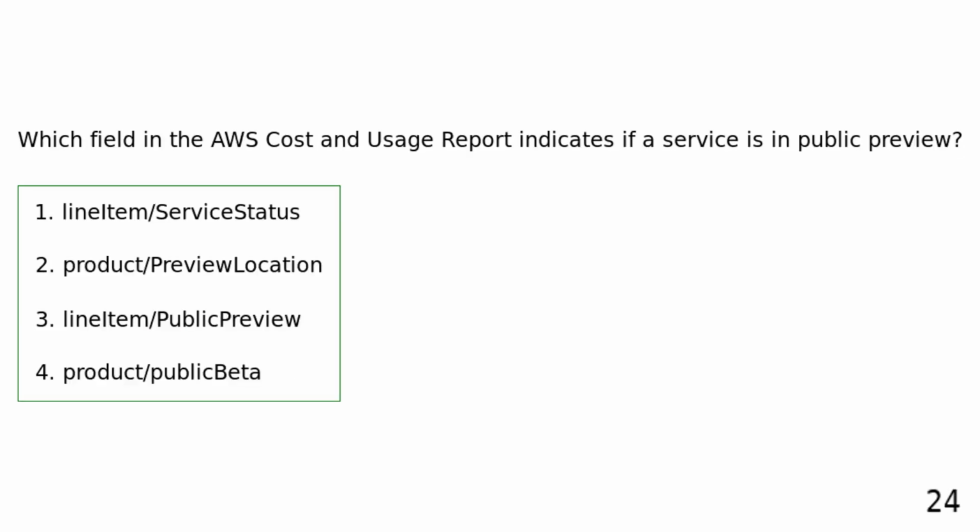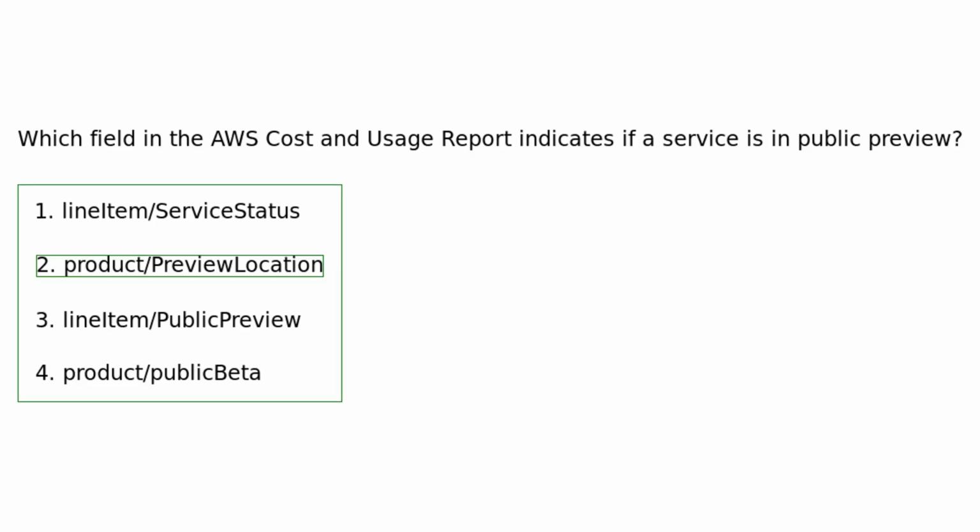Which field in the AWS cost and usage report indicates if a service is in public preview? Line item/service status. Product/preview location. Line item/public preview. Product/public beta. In some cases, the product/preview location field may indicate if a service is in public preview in a specific region, which can affect pricing or availability.